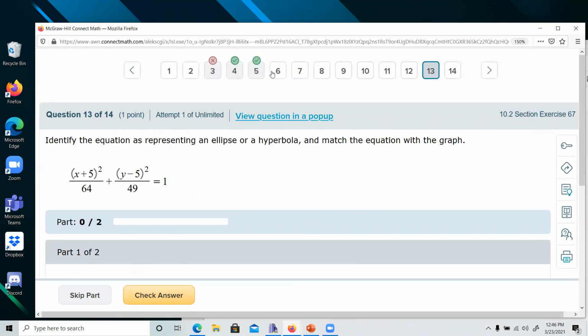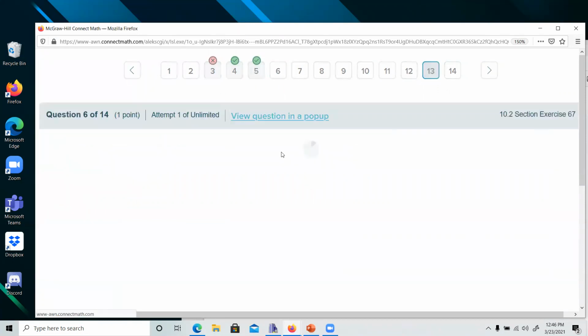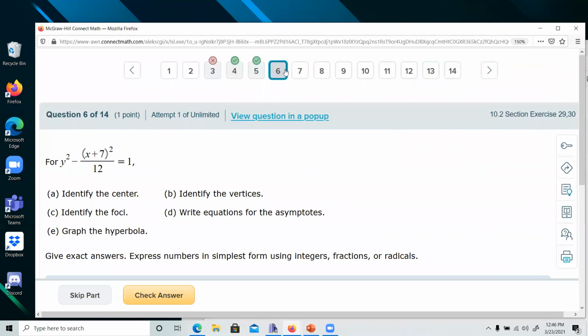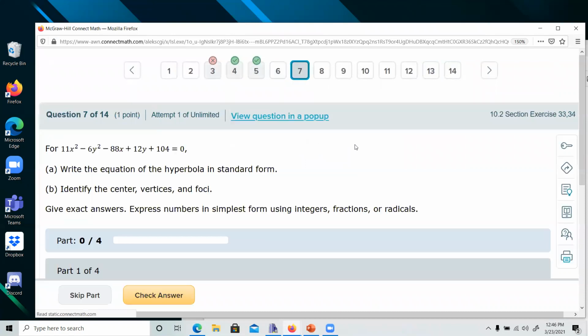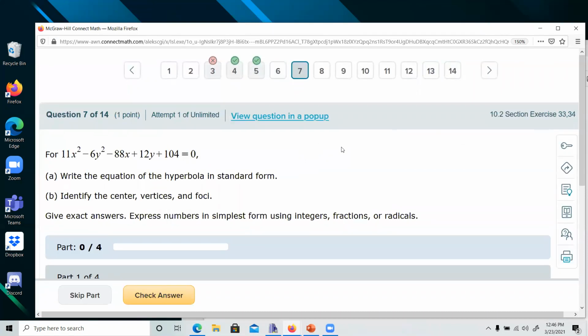So you have enough to get started on your homework, probably up to about 6, 7 maybe. We'll do this one tomorrow. So you have enough to get about half of your homework started.